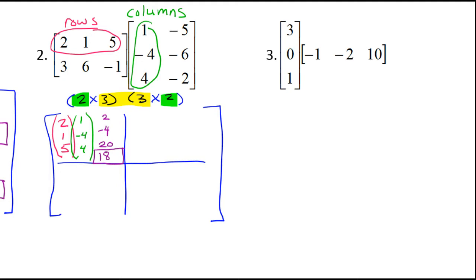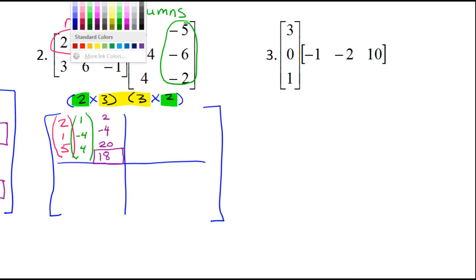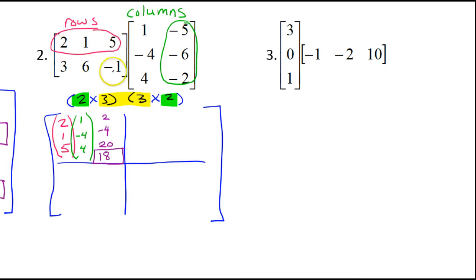Now, if I want to find this entry right here, this entry is in the first row and second column. So that means I need to multiply the first row times the second column. Okay, so my first row is 2, 1, 5.